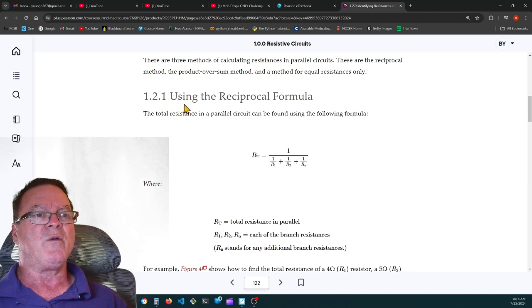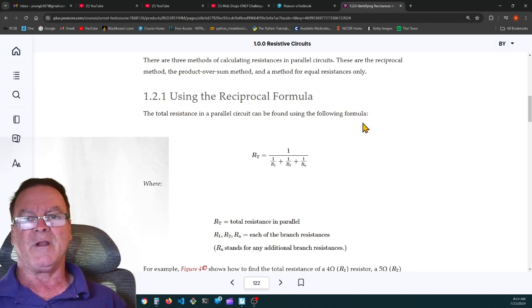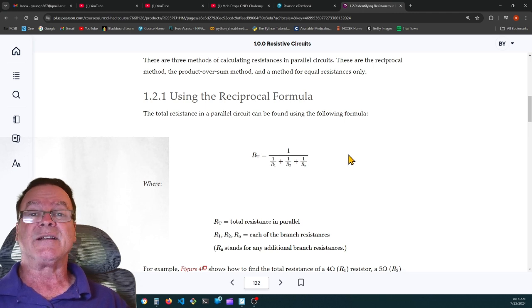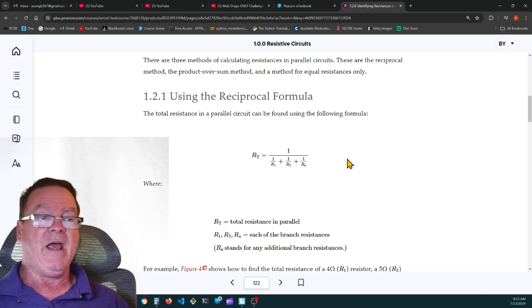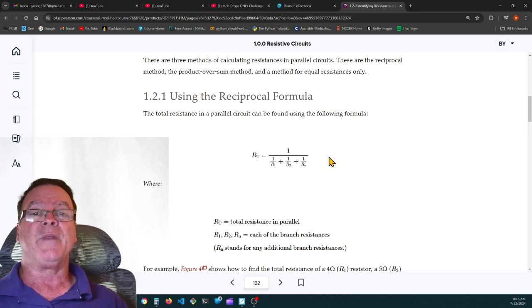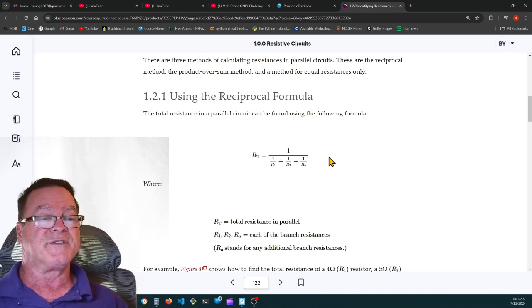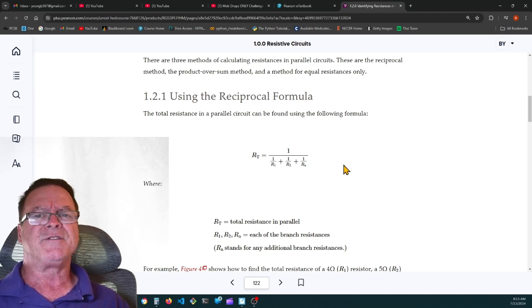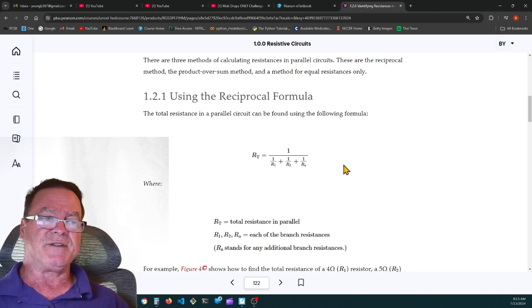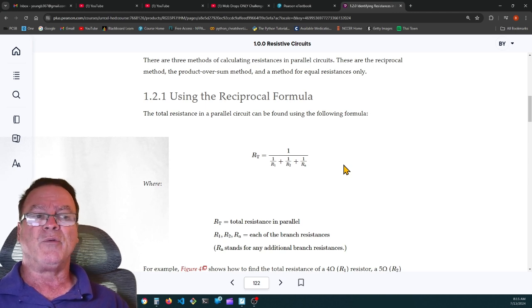So 1.2.1, using the reciprocal formula. This one looks like it's the most difficult to do, but it's actually the easiest, I find. And you can use it for any number of resistances in parallel. If you have two resistors in parallel, or three, or four, you can use this reciprocal formula. The product over sum can only be used with two resistances. You can do multiple resistors in parallel using the product over sum, but you're going to have to do that formula more than one time.